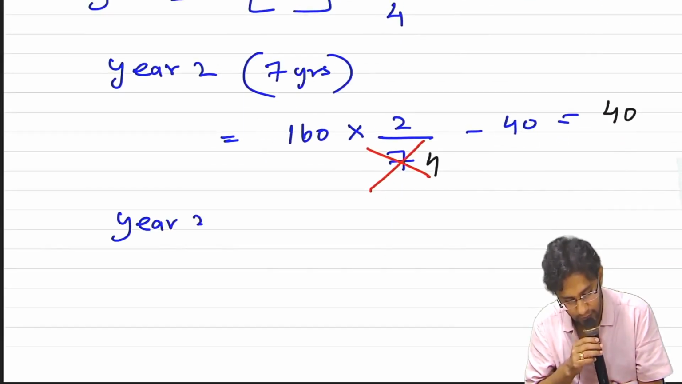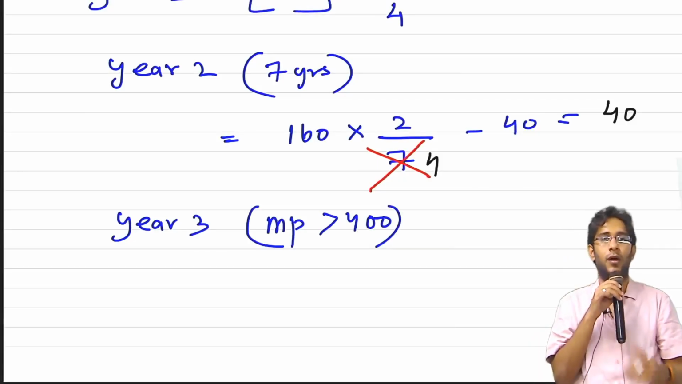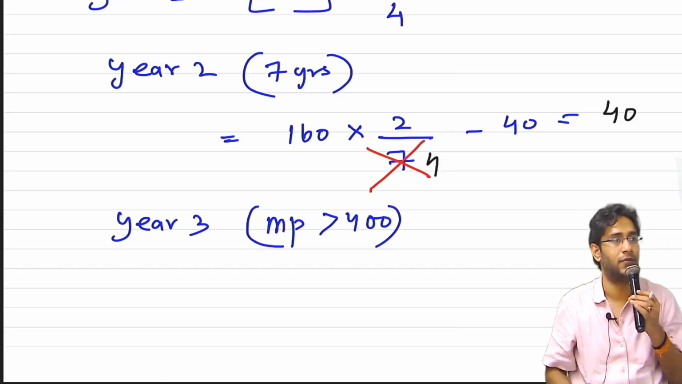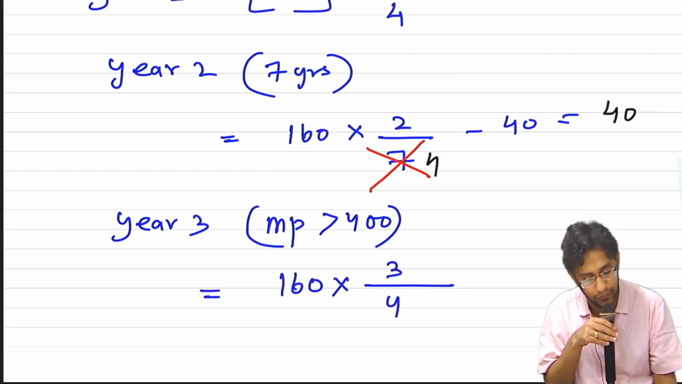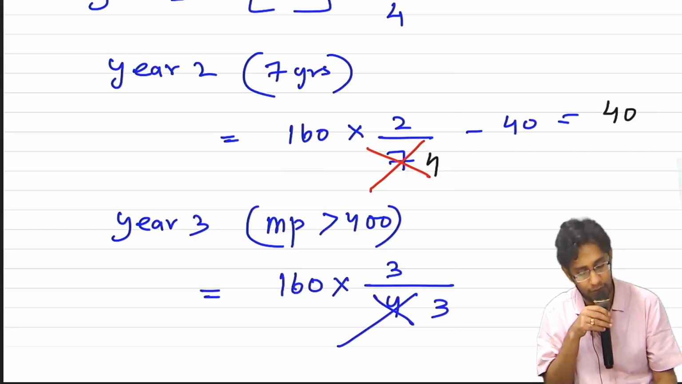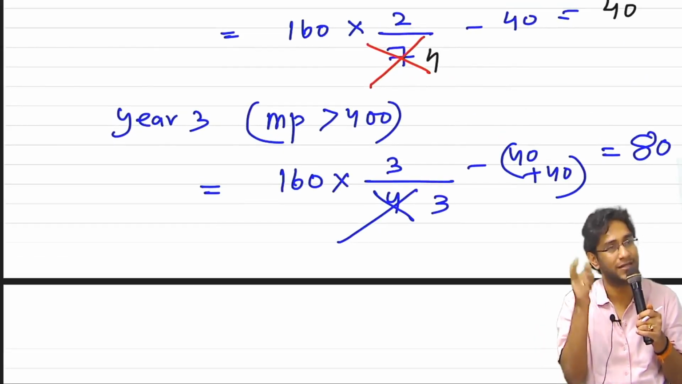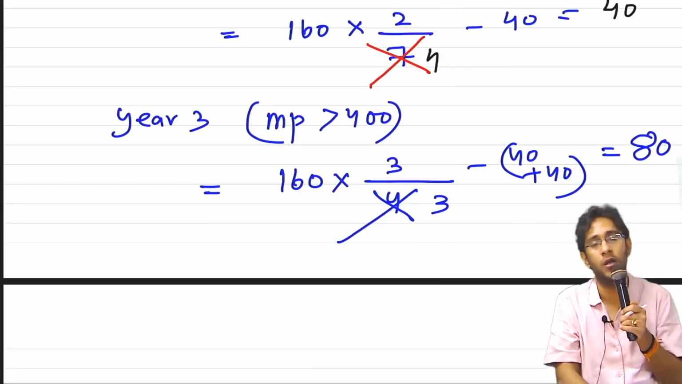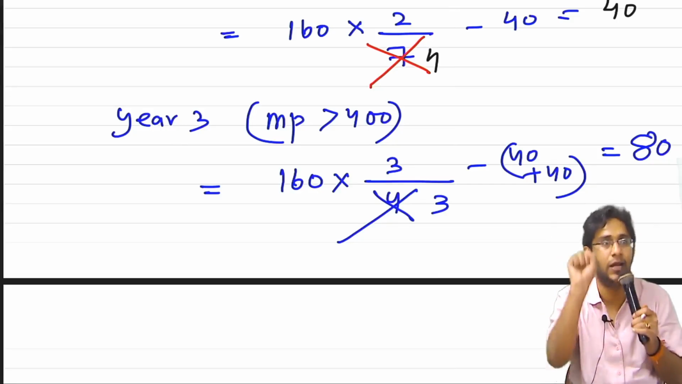Come here. Year 3. The market price actually exceeded 400. I estimated 4 years, but the target condition got satisfied in the 3rd year itself. So what will you do now? 160 into 3 by. Normally you would have written 4. Don't write 4, right? 3 only. Minus 40, plus 40 for the last 2 years. Your answer now will be 80. The third year expenditure plus the fourth year expenditure is getting booked at once in the third year itself. Preponement, or in the standard they refer to it as acceleration of option expense. Acceleration is speeding up the option expense.